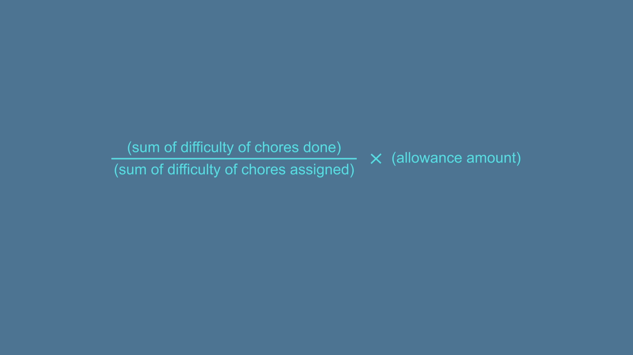The app uses the difficulty level of your chores to calculate how much allowance to approve. The difficulty of chores that were done is divided by the difficulty of all chores that were assigned, then multiplied by the allowance amount. The result is the amount of allowance that is approved. This calculation assures that chores with a high difficulty will have a large impact on the amount of allowance approved, and chores with a low difficulty level will have a small impact.